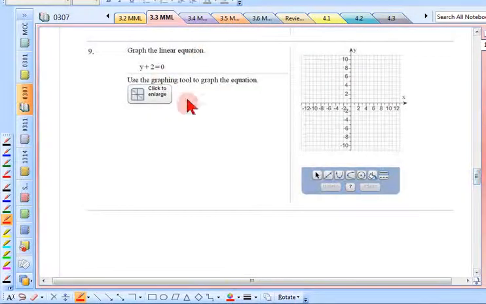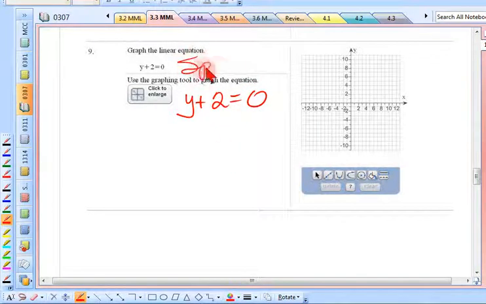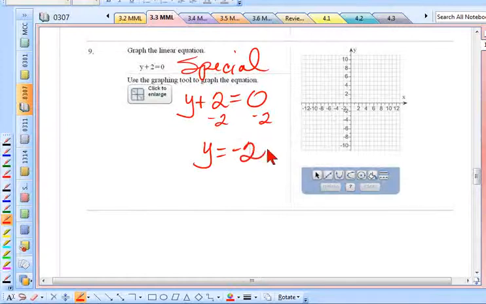Number 9. It says y plus 2 equals 0. Well, it's special because it only has one variable in it. It has a y, but it's not in the right form. I need to subtract 2 from both sides, and I have y is equal to -2. This line cuts through which axis at -2? The y-axis. And pick any other point on that horizontal line. And it should look something like that.